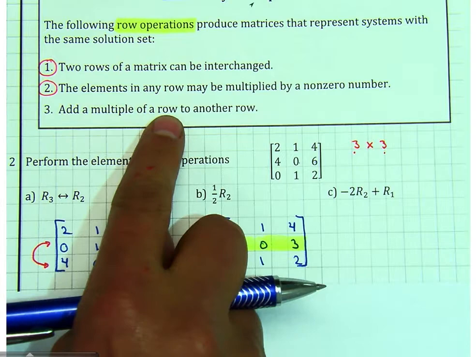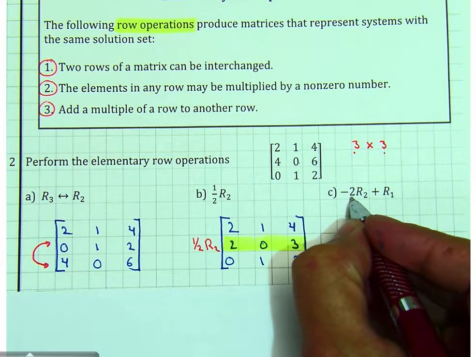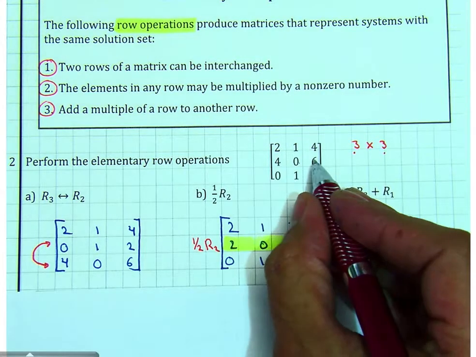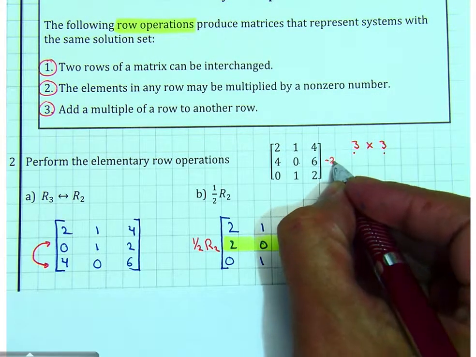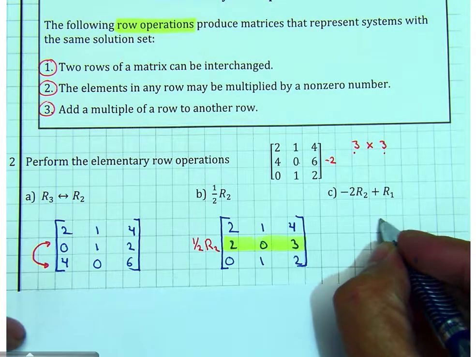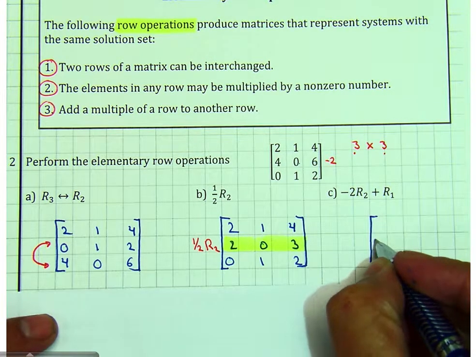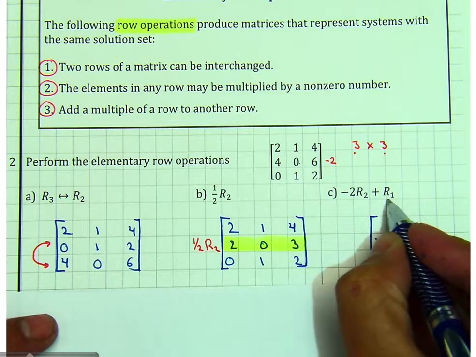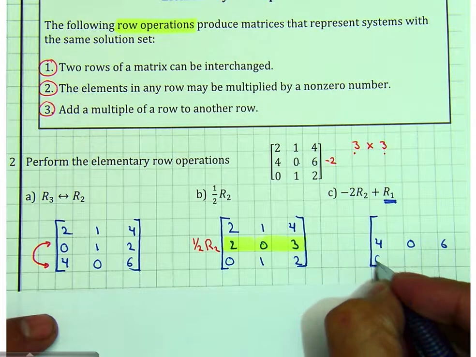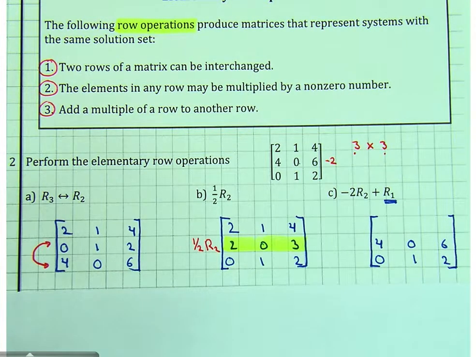add a multiple of a row to another row. So we can add a multiple. In this case, we're going to multiply row 2 by -2, and I always place the -2 right next to it, so it helps me make fewer mistakes. And I'm going to add it to row 1, which means that row 2 will stay the same because we are only going to change row 1. Row 3 will stay the same. The only one that's going to get changed is row 1.